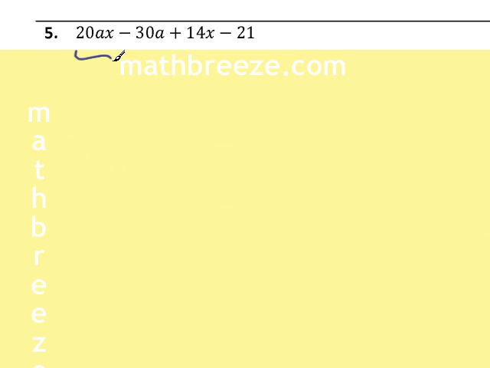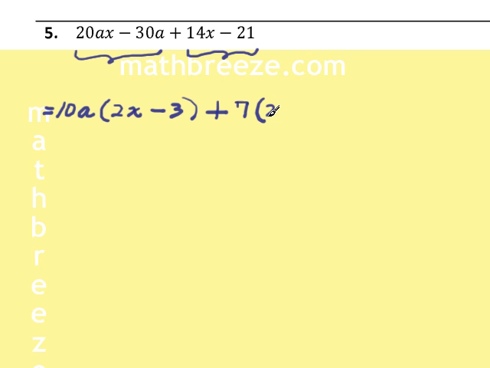Okay, let's look at number 5. All right, from the first set, I'd like to factor out 10a. I see we can factor out 10a. And so here we'll be left with 2x and minus 3. And from the second set, I see we could factor out 7. And we're left with 2x minus 3. All right, let's pull out that 2x minus 3 in front. And for the second set of parentheses, we have a 10a plus 7.